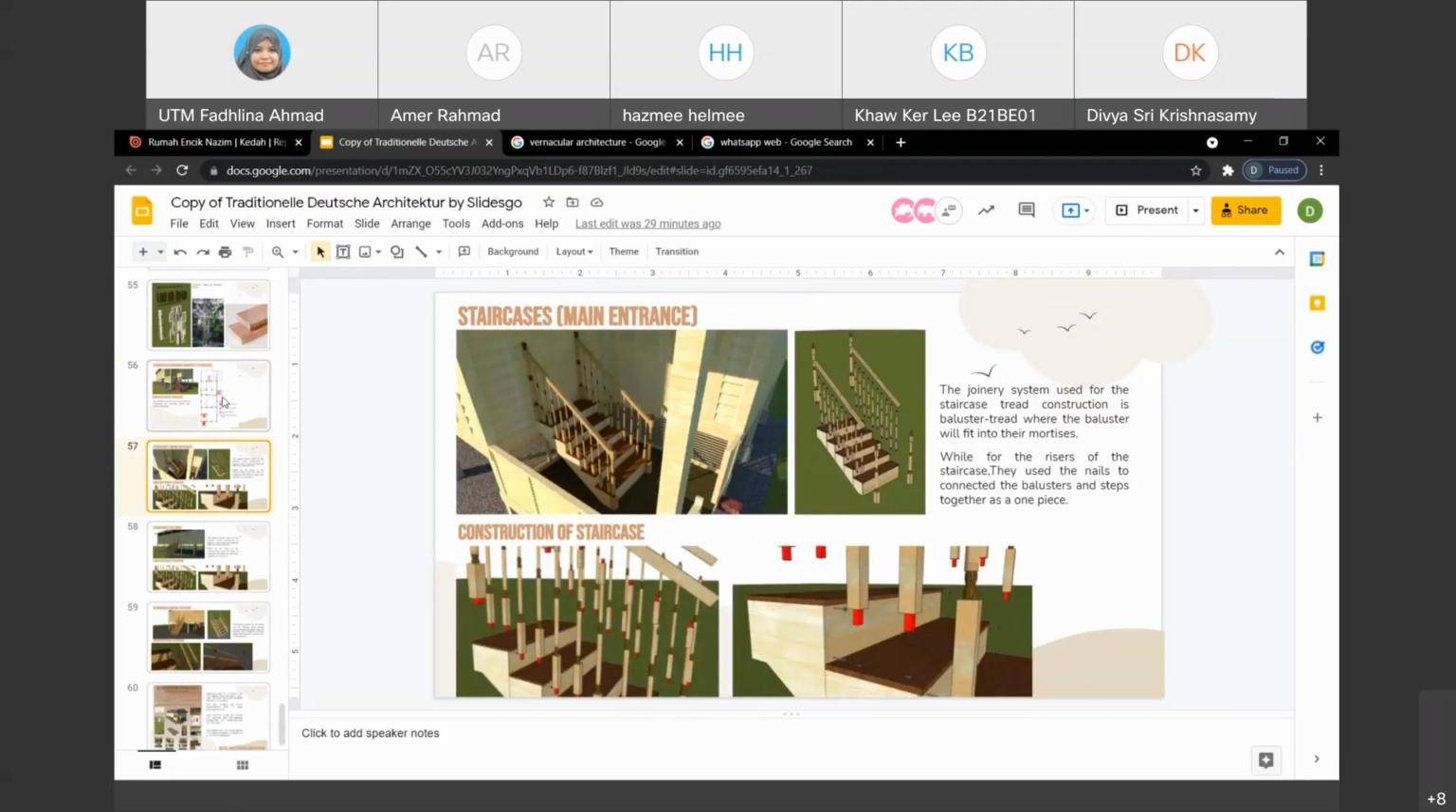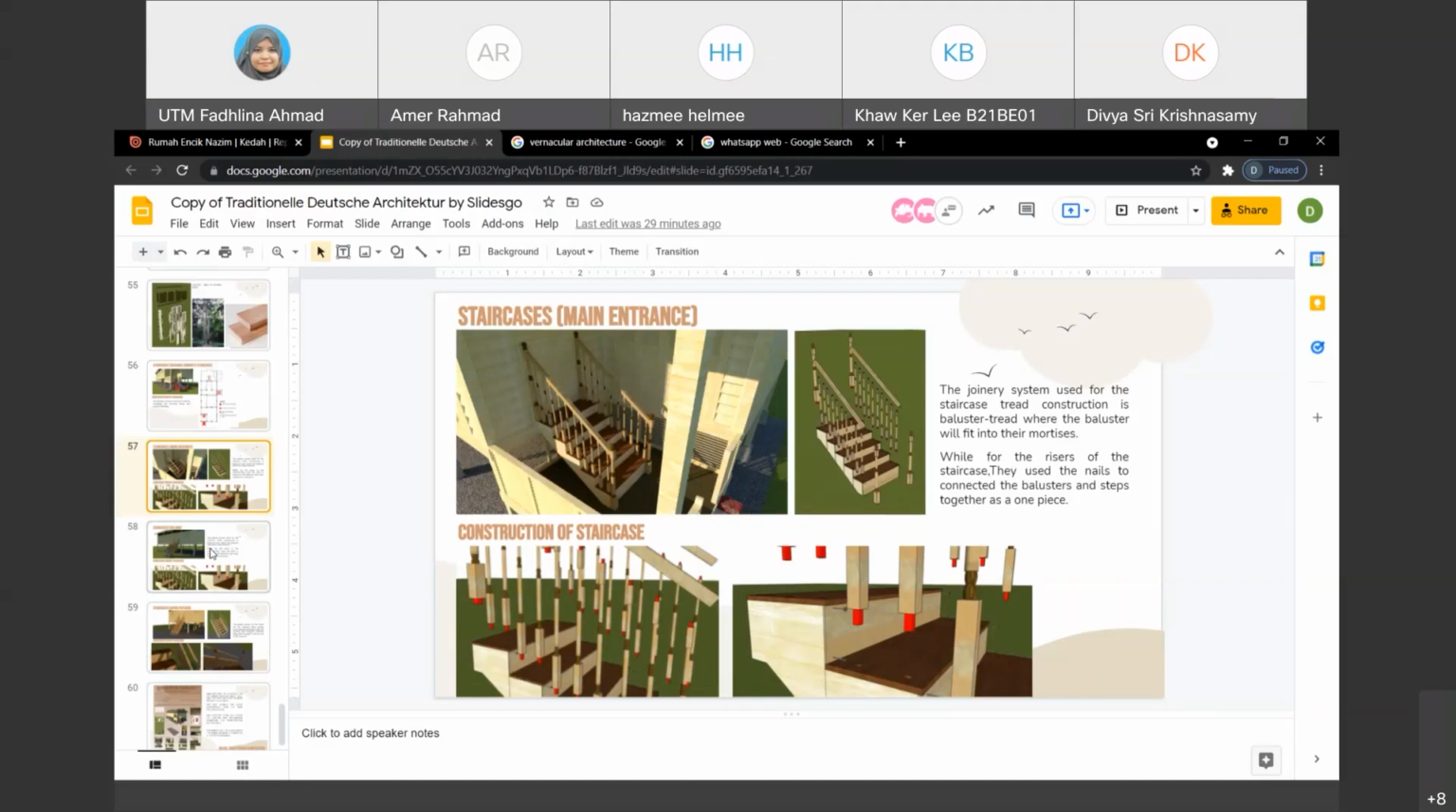It is the fourth staircase that is built original from 1960. Yes, 1960. Okay. So this is the second staircase, which is the main entrance. These are the details and jointings where they use tanggam, where the baluster will fit into the amortizers, while for the risers of the staircase they use nails to connect the baluster and steps together as one piece.